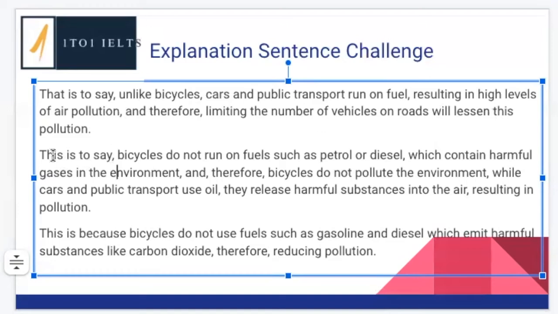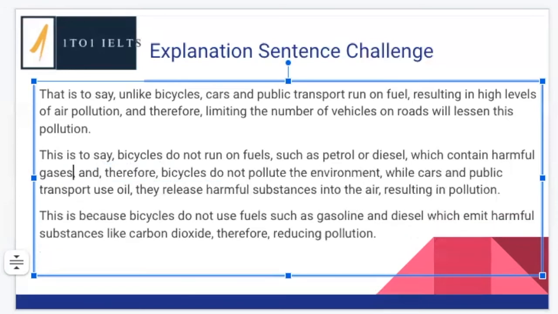On to our next one. So this is to say bicycles do not run on fuels such as petrol or diesel. Okay, so this is non-essential information. We're surrounded with commas, which contain harmful gases. Here we say to the environment, but again, this is a prepositional phrase. So if you've got harmful gases, it's fairly clear it's going to be talking about for the environment. So again, just an unnecessary prepositional phrase. So which contain harmful gases, and therefore bicycles do not pollute the environment.